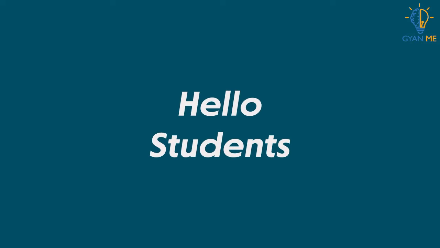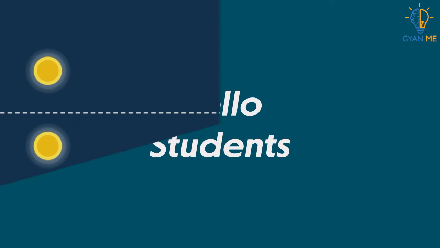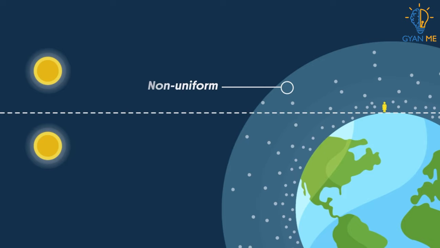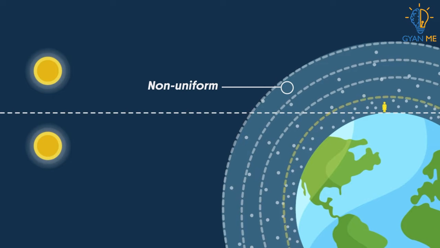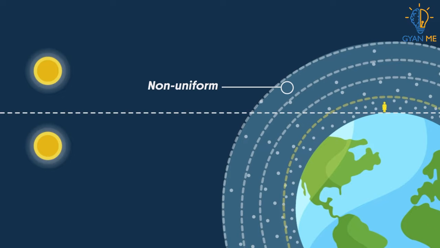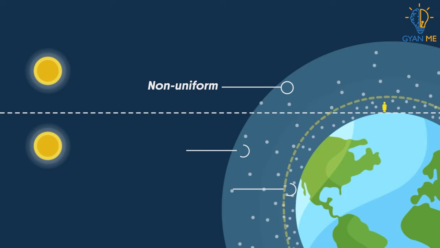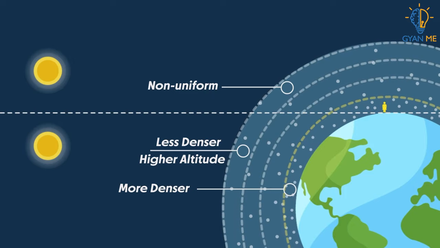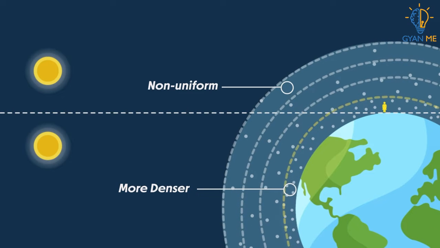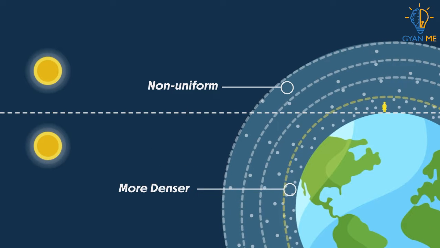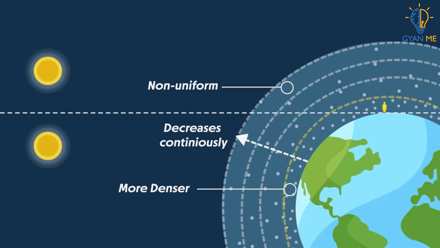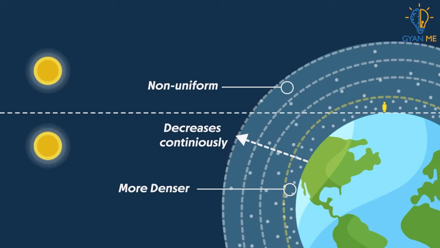Hello students! In the previous video, we saw that the density of Earth's atmosphere is non-uniform everywhere, as it consists of layers of different densities. The layer at a lower altitude from Earth is denser than the layer at a higher altitude. As a result of this, the refractive index of the atmospheric layers decreases continuously from low to high altitudes.